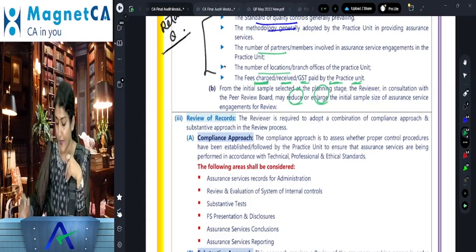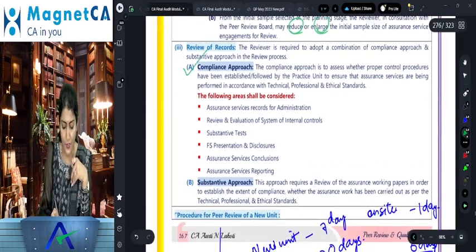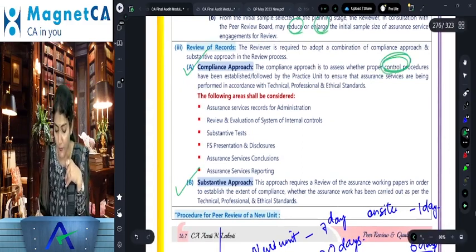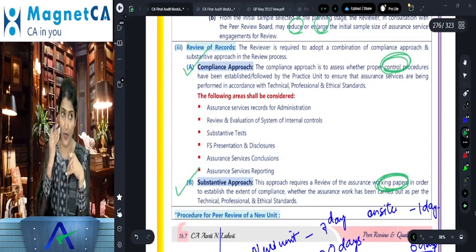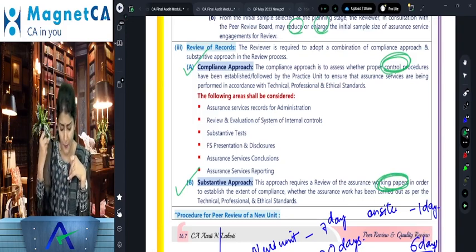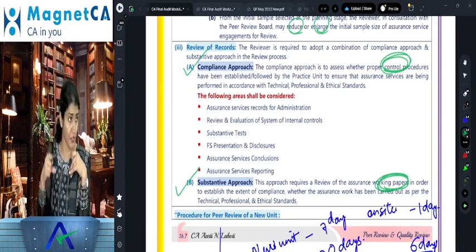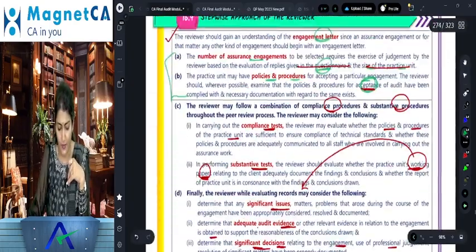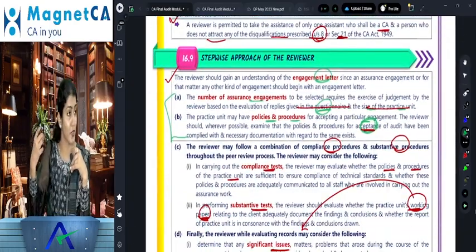Okay, and again when they come for the on-site review, they are going to do the same, the compliance procedures and the substantive procedures. In compliance, they are going to check for the controls, and in substantive, they are going to review the working papers. Are you understanding that? Right? Compliance procedures and the substantive procedures, right? Compliance approach and the substantive approach. This we had already discussed, no, in the stepwise approach of the reviewer.